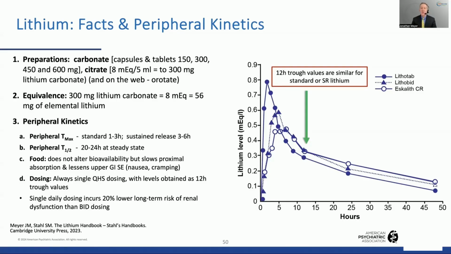I give you some equivalences here, and it's important to know that. In lithium carbonate, in case you had any doubt, the active ingredient is lithium. And 300 milligrams of lithium carbonate contains 8 milliequivalents of lithium. When we order lithium citrate in some packages, some EHRs, you'll actually order it based upon milliequivalents. 8 milliequivalents equals 56 milligrams of elemental lithium. The reason we know that is you take milliequivalents and multiply times the atomic number, which is 7. But importantly, 300 milligrams of lithium carbonate contains 56 milligrams of elemental lithium.